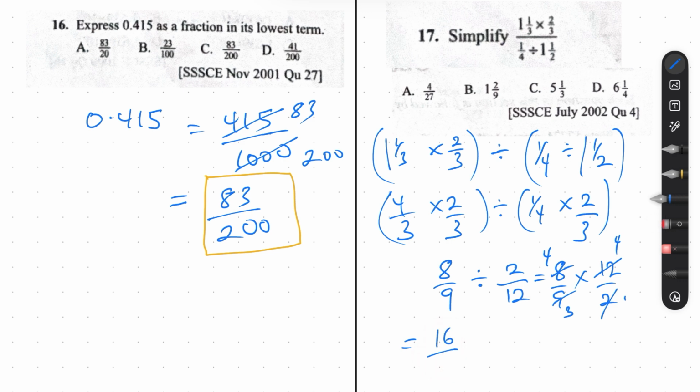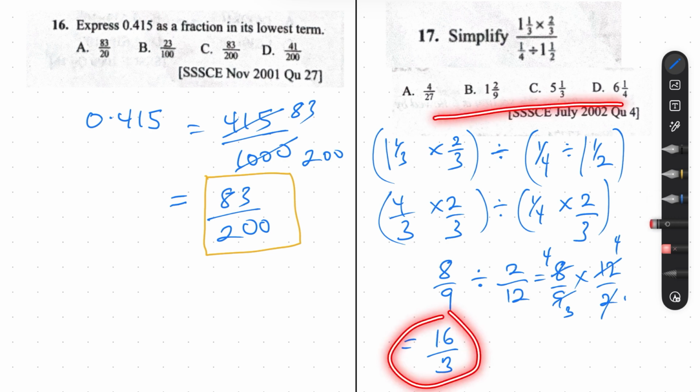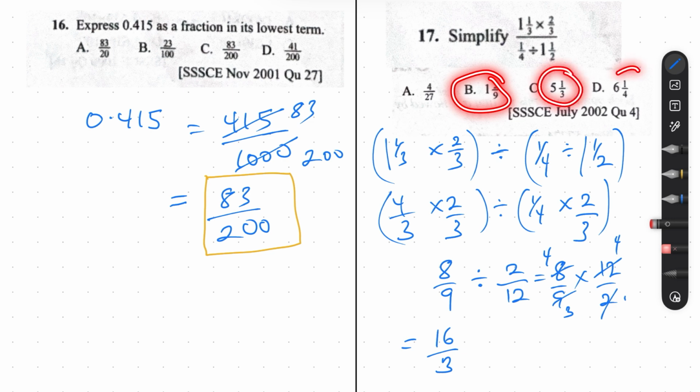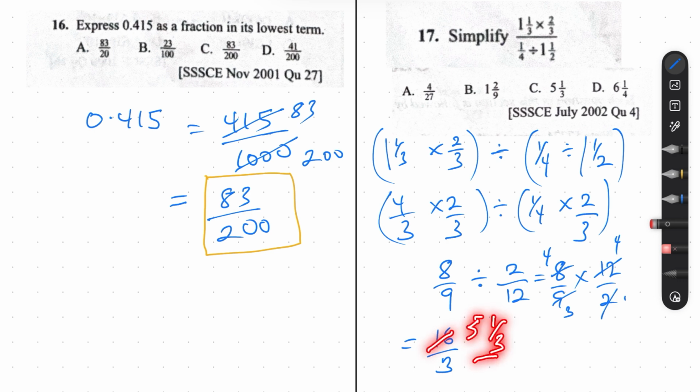16 over 3. Now we need to change this. As you can see over here, the answer is not in, it's in mixed fraction form. This answer is not correct because it can't be this. Here is in mixed fraction, here is in mixed fraction, here is mixed fraction. So we need to change this into mixed fraction. So how do we do that? How many times does 3 go into 16? That is 5 times, right? 3 goes into 16 5 times, remainder 1 over 3. So that is how we change to mixed fraction.